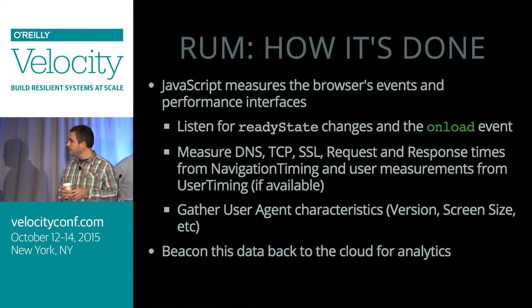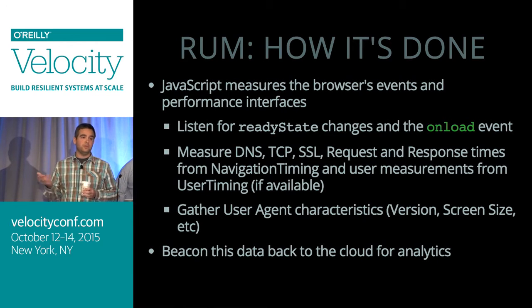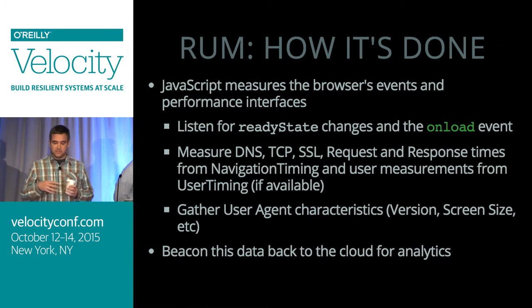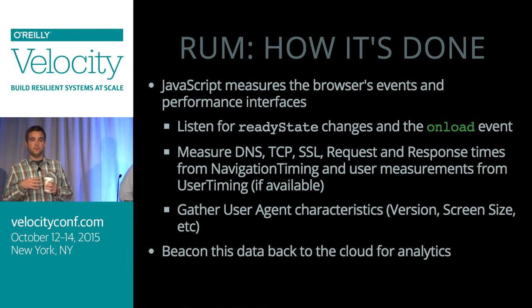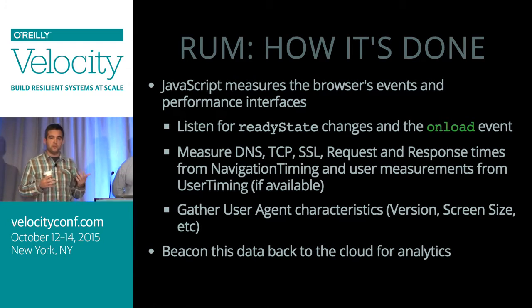How is RUM done today? Well, for what we do, we have Boomerang, which is a JavaScript snippet. It's in our customers' pages. And Boomerang listens for a lot of things. It listens for the ready state changes. It listens for the onload event. And it uses these to measure the performance of your page loads. It can also gather a lot of interesting metrics like DNS and TCP time, SSL time. And it gathers this from navigation timing if it's available in the browser, and other important events like user timing metrics. And finally, a RUM tool needs to capture characteristics of the page load, like what user agent it is, what screen size they're at, and stuff like that. And then after it gathers all this data, it beacons it back to a server, so you can use it for analytics.